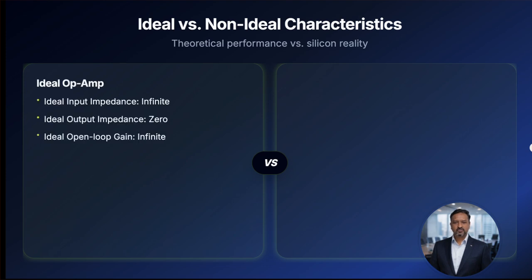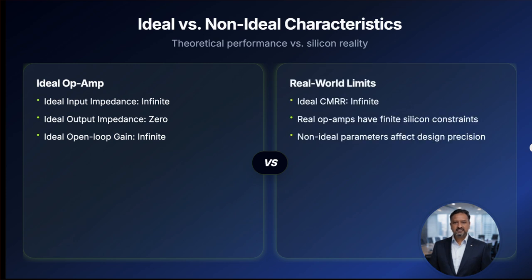The ideal model assumes infinite impedance, zero output resistance, and perfect gain. In practice, these metrics are limited by silicon properties, requiring careful compensation for real world precision.